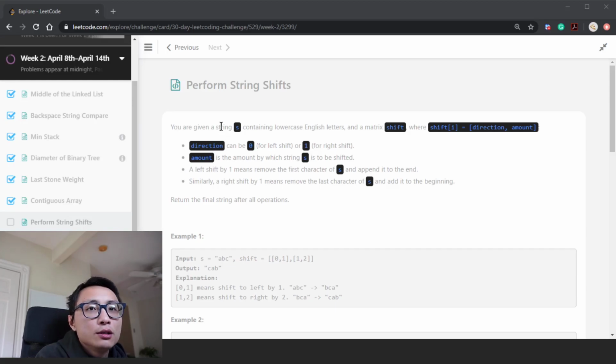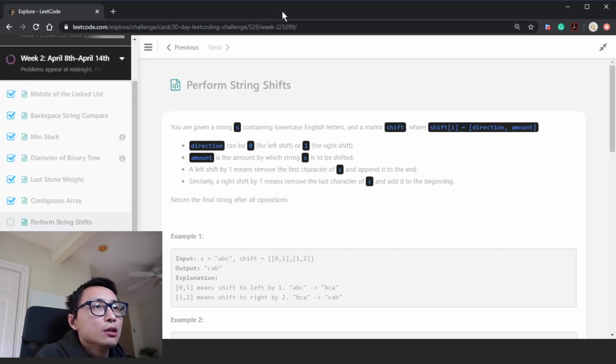Alright, let's solve today's Leetcode challenge question, which is perform string shifts. We are given a string S containing lowercase English letters. We have a matrix called shift, where each row is a shift operation. It consists of direction and amount. The direction can be either left or right, and the amount is the number of characters we apply a shift on.